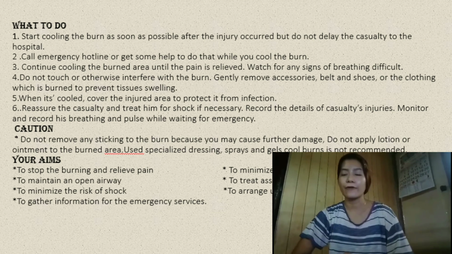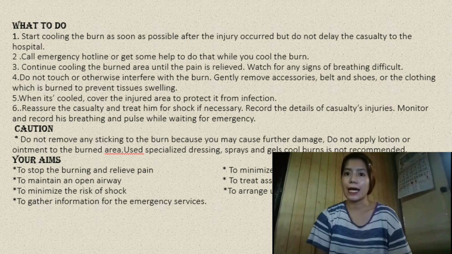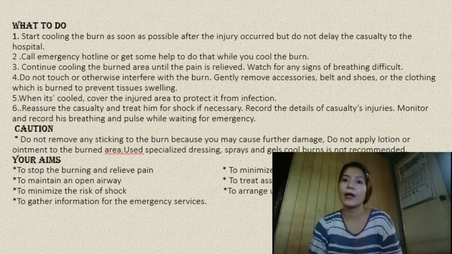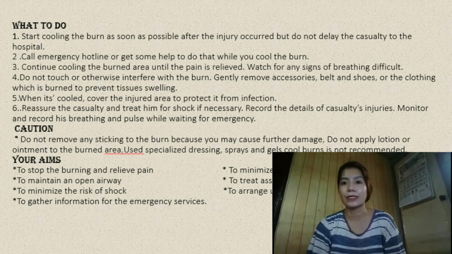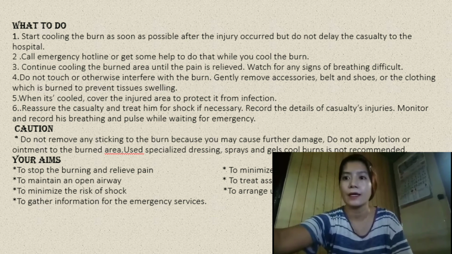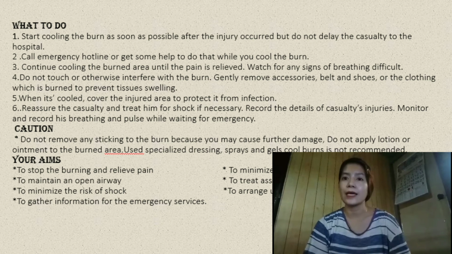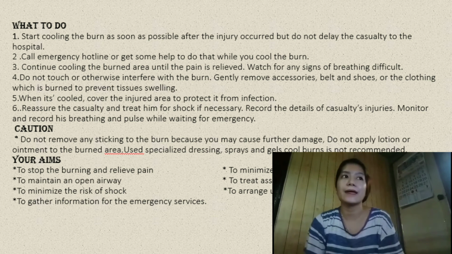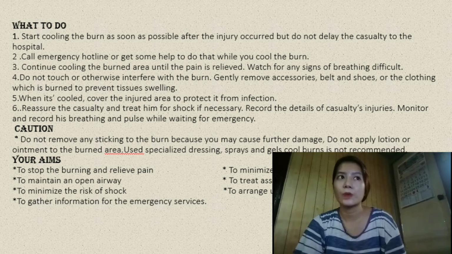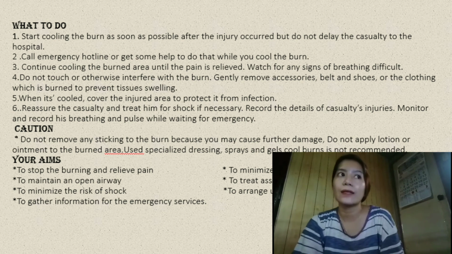Una natin dapat gawin after the injury is lagyan ng malamig na bagay ang isang part sa ating nasunog na katawan. Pangalawa is tumawag tayo sa pinakamalapit na emergency para tayo ay matulungan at kung ano yung dapat nilang i-advise sa atin na mailagay dun sa nasunog na part. Pangatlo is i-continue lang natin yung paglagay ng malamig na bagay dun sa area na nasunog. Pang-apat is wag hawakan yung part na nasunog and wag magdikitan ng mga accessories, belt and shoes or the clothing, which is burn to prevent tissue swelling.